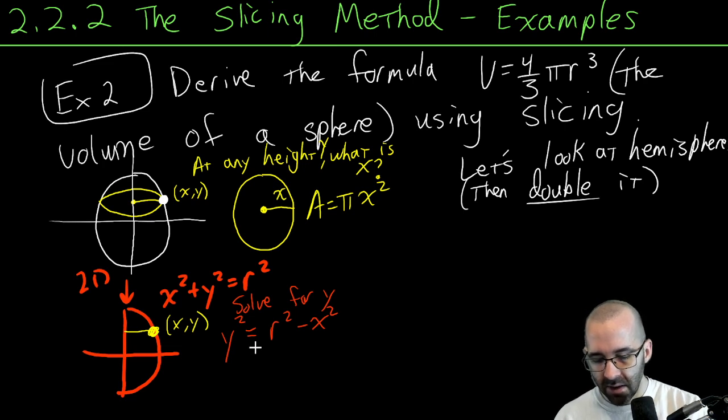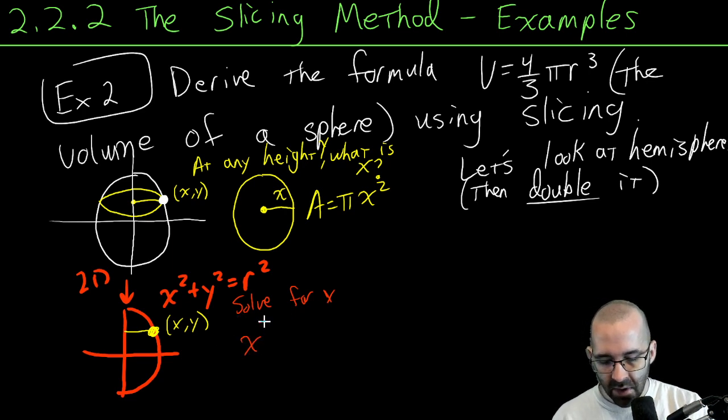X is just... it's going to be the same thing, just with y's instead of x's, because x and y are essentially the same in this formula. So x squared is just going to be r squared minus y squared. We don't even need to solve for x. So the area is just going to be pi times r squared minus y squared.